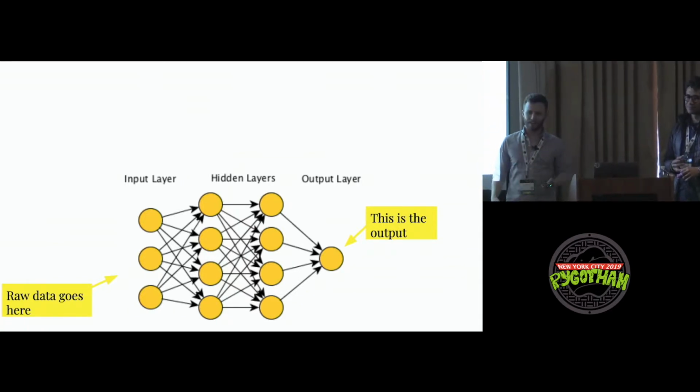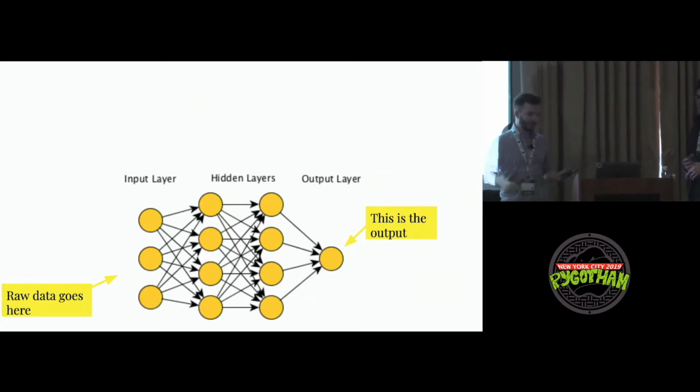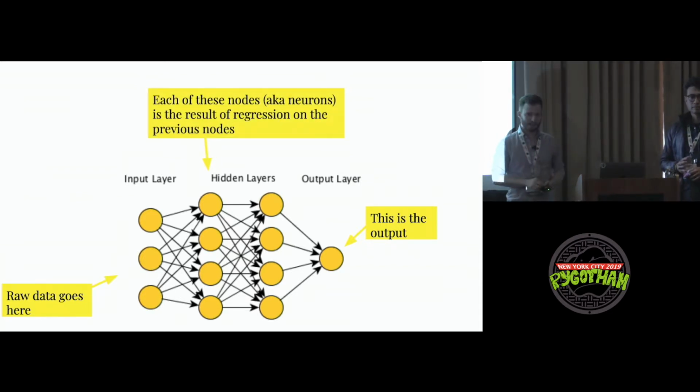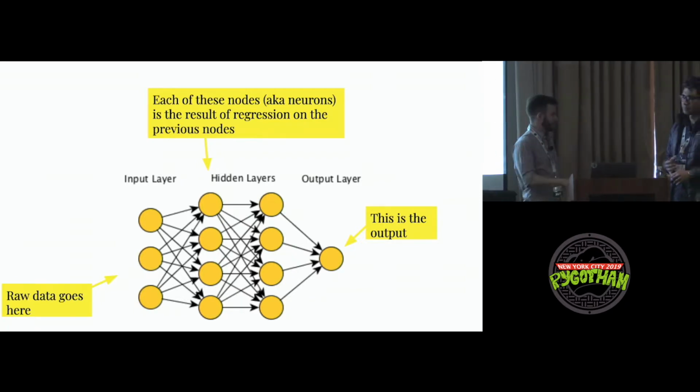Raw data input layer is a fancy term for your input data. Output layer means this is your output. And if all these arrows are intimidating, just understand that each of these things are called nodes or neurons or units, and each of them is just a result of a regression and then an input to another regression. So it looks complicated, but it's actually pretty simple.